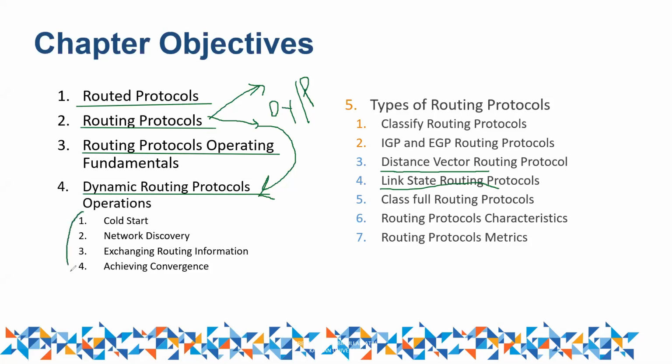These are some of the operations: cold start, network discovery, exchanging routing information, achieving convergence. These are some of the operations which we will try to cover in part number 4 of this chapter. So these topics are very common, dear students, and very important. Remember, these are basics.